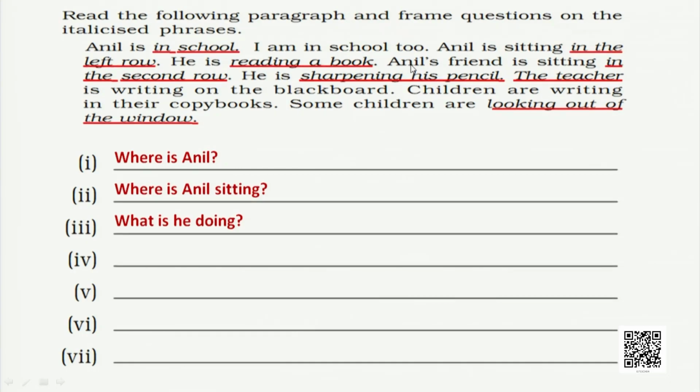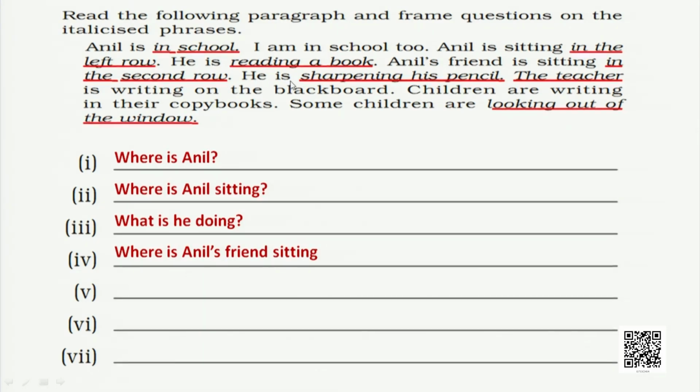The next sentence is Anil's friend is sitting in the second row. So the underlined words are in the second row. So what can be the question to get this answer? Yes, just try. Yes, where is Anil's friend sitting? You have to put a question mark also here, spacing. Okay, so the answer will be Anil's friend is sitting in the second row.